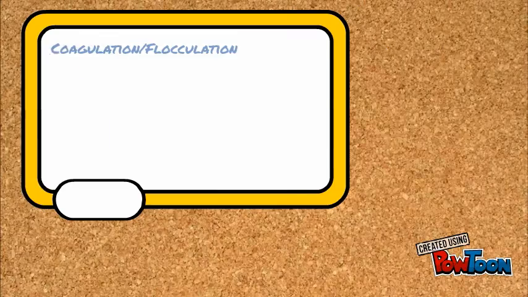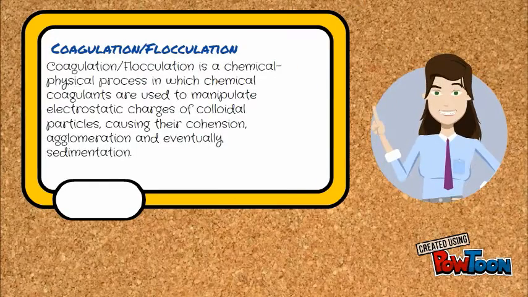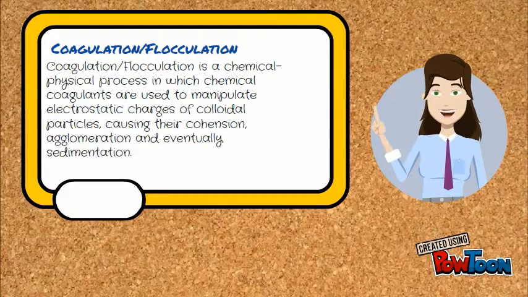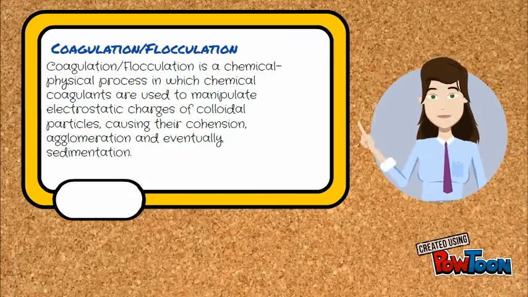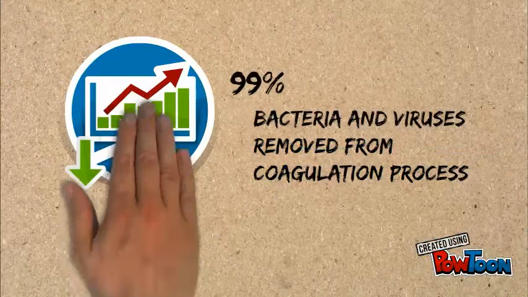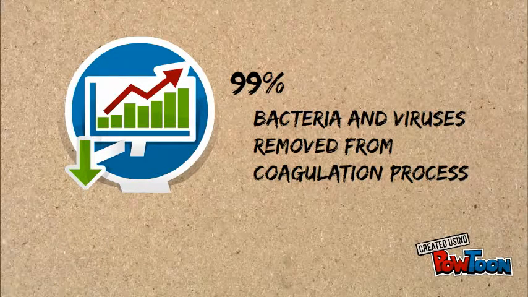So what is coagulation-flocculation? It is a chemical-physical process in which chemical coagulants are used to manipulate the electrostatic charges of colloidal particles, causing their cohesion, agglomeration, and eventually sedimentation. Cool coagulation concept! Coagulation and flocculation can remove up to 99.9% of bacteria and 99% of viruses from water supplies.